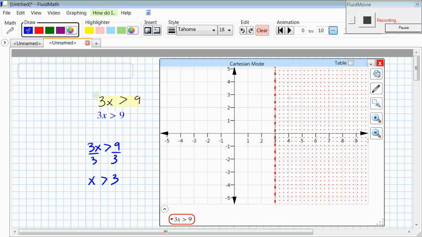Does this represent 3 right here, the line x equals 3? And notice that the line is dashed. What does that mean? It means it's not equal. It means it's not part of the solution, right? But everything is graphed to the right of it. Have a seat. Thank you.